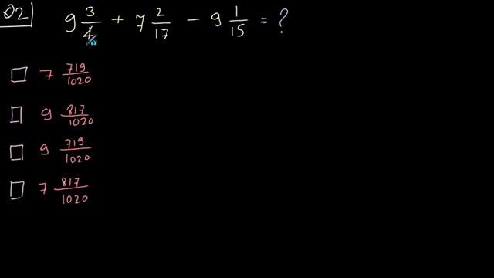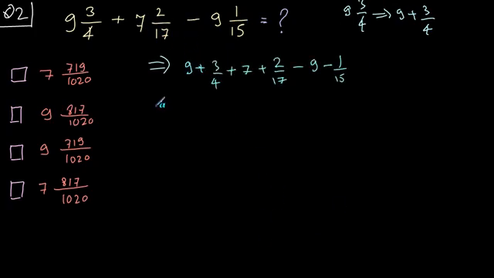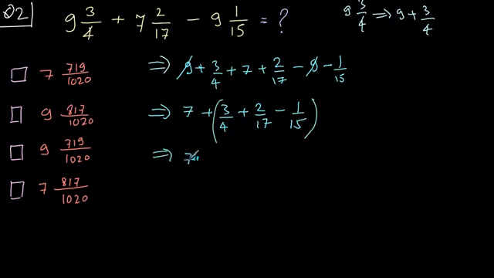Question 2. Evaluate this expression. Now, if you look at this 9 3 by 4, it can be written as 9 plus 3 by 4. With this, let's split all other terms and then evaluate. So you can write the whole expression like this. 9 and 9 get cancelled, so you just have 7 plus 3 by 4 plus 2 by 17 minus 1 by 15. Now you can solve these terms.